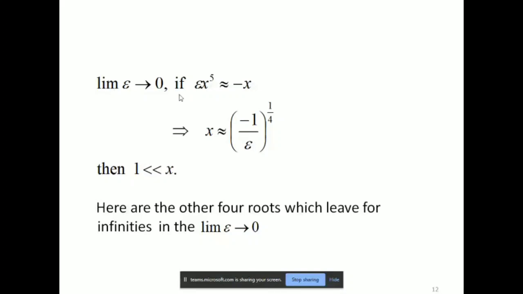So we finally get to know where the other 4 roots leave when the epsilon tends to 0 in the second case.